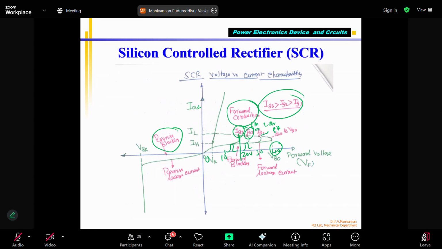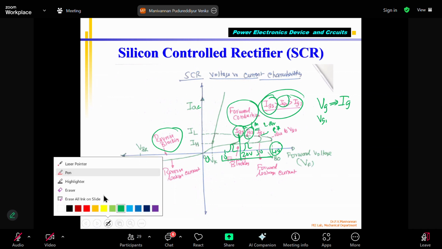For different gate currents, please note that IG is gate current, that is because of VG. Because of VG, IG is flowing, correct? The VG can be different voltage, 10 volts, 5 volts. You can give different voltages, 15 volts or 20 volts, 30 volts. Higher the voltage, more current will go in the gate, and so the conduction will start early, even with less anode to cathode voltage. For even lesser positive forward blocking voltage, if I apply higher gate current, the conduction starts. That's what this slide shows you.